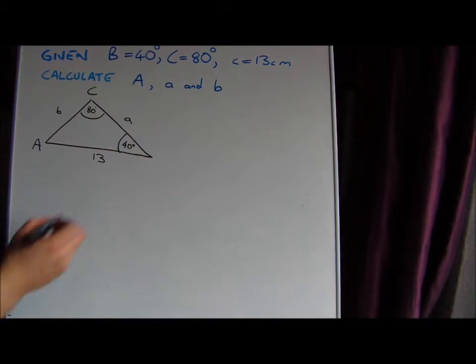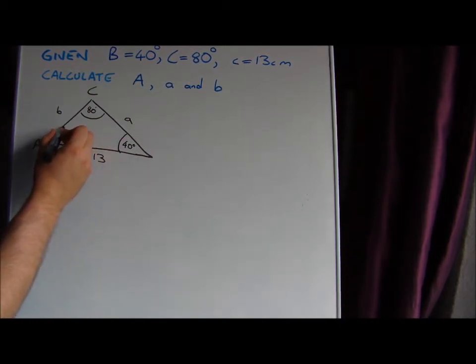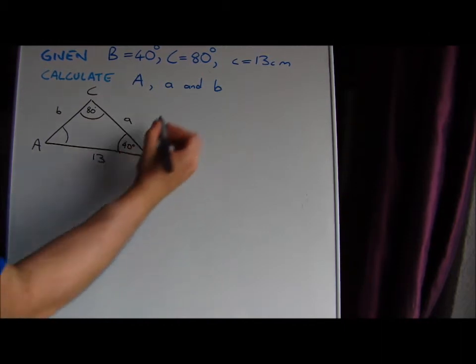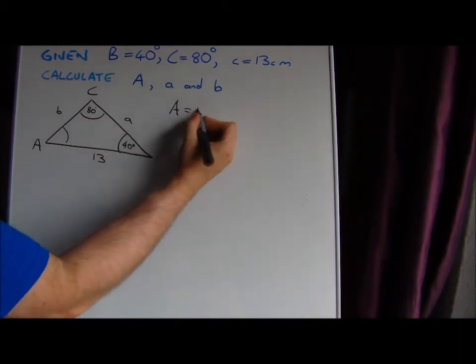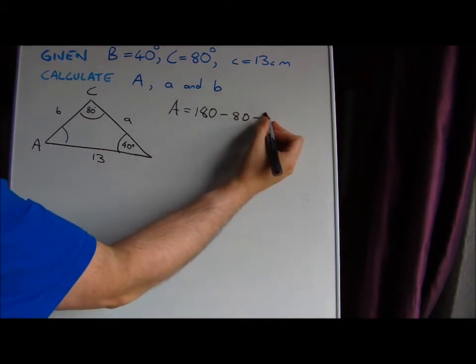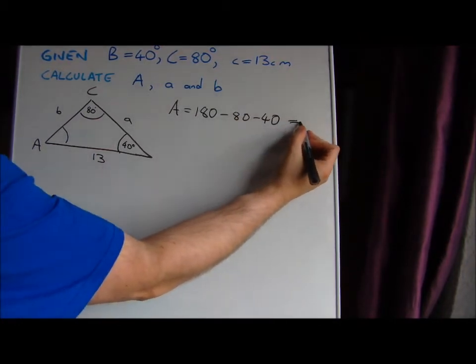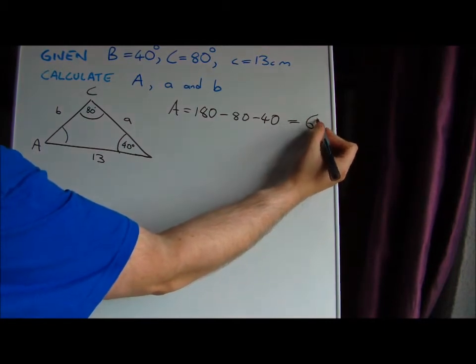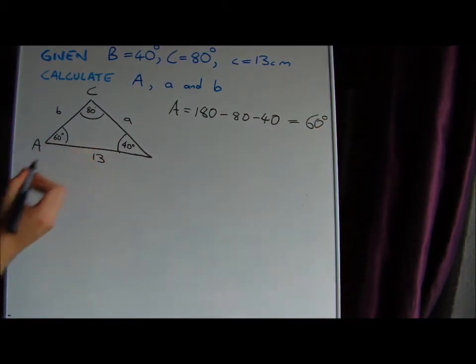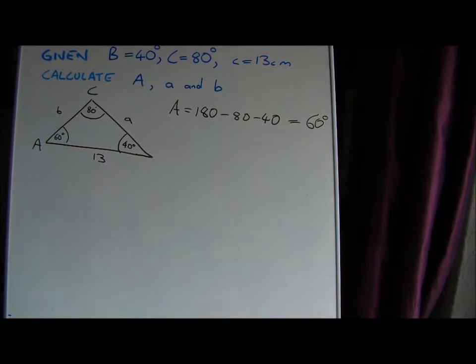Now we can calculate angle A almost immediately, because the angle sum of a triangle is 180 degrees. So therefore we can say A is just 180 minus 80 minus 40. So angle A is just 60 degrees. So we can mark our triangle with that immediately. With all of the angles known, we can apply the sine rule.